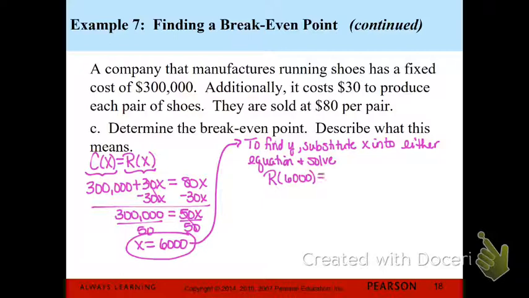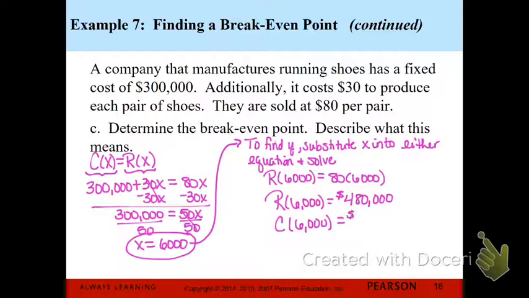I agree. All right, so we said it was 80X. Oops, I don't know why I put 60,000. Sorry. 6,000. And so the revenue when they sell 6,000 shoes is? 480,000. And if you wanted to, you could go find C of 6,000, but guess what you're going to get? 480,000. You're going to get the same thing, okay? So it doesn't matter because we said they were equal.